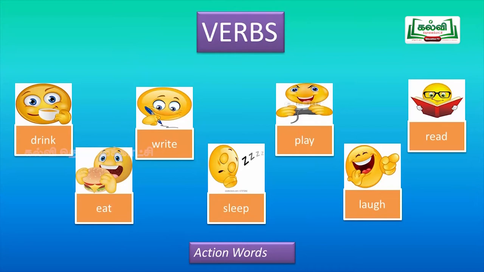Here you have different words that show different actions. The first one, drink, eat, write, sleep, play, laugh, and read. All these words are called verbs and they are action verbs. So verbs are important because they help us to communicate about different events in our lives by combining words into sentences.